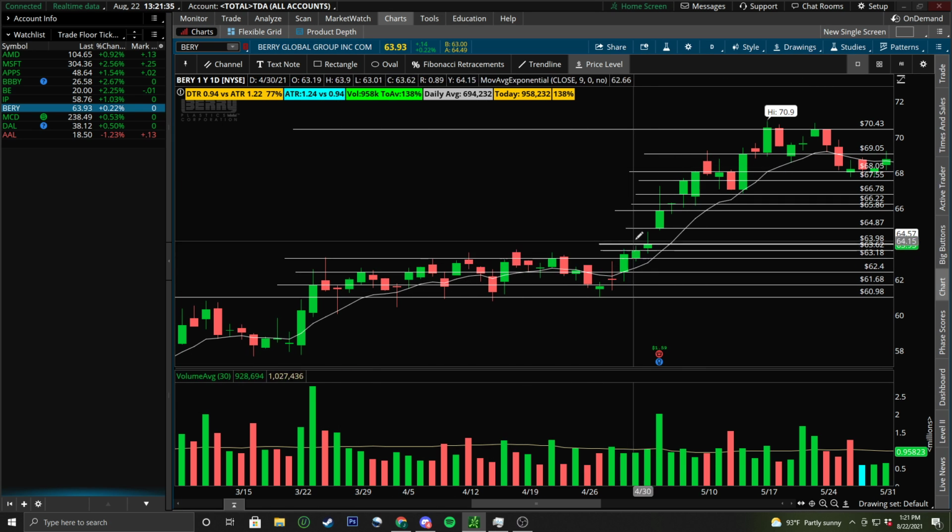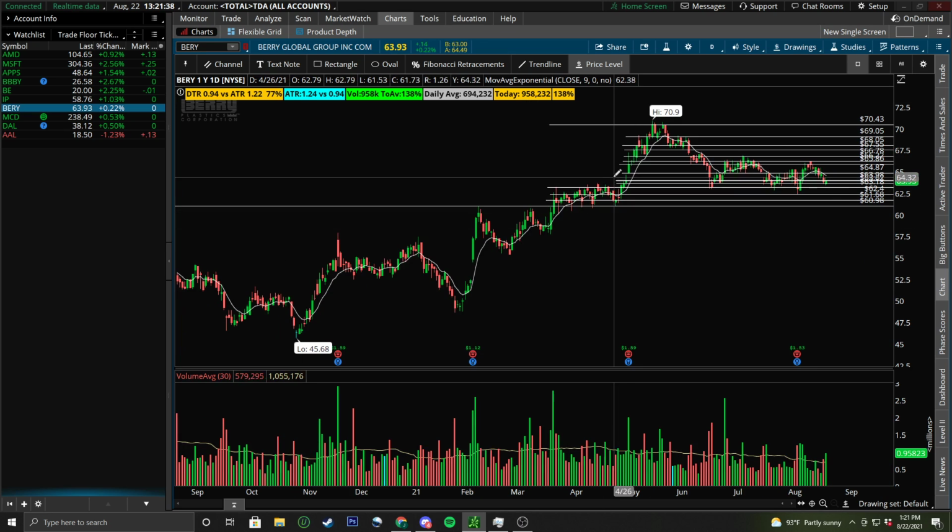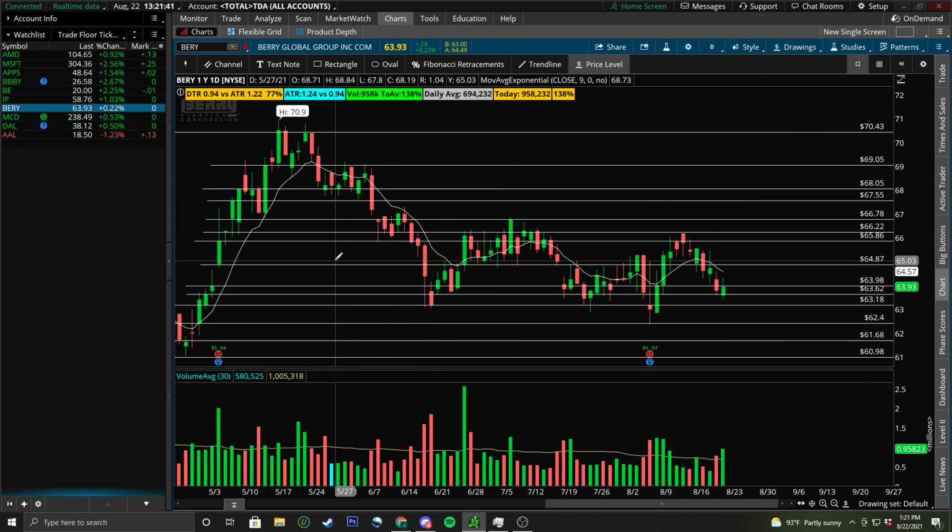There we go. So you kind of got all my levels there, left to right. And now I'm going to auto zoom, and I'm going to go back and look. How well did these levels work out?